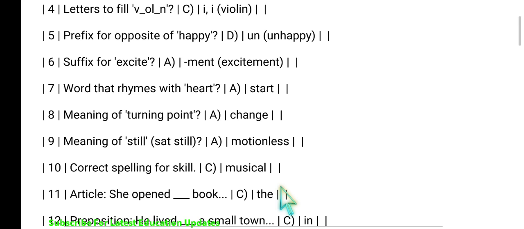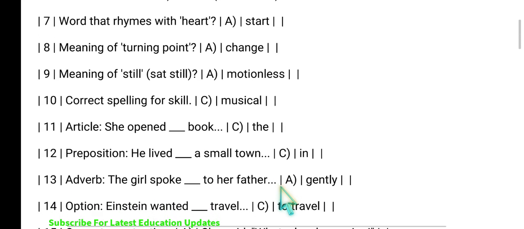Tenth one. Let me go through the given question paper. The villagers praised his skill. Which spelling is correct? Here, musical skill. Next, eleventh one. She opened the book that was lying on the desk. So we are now specifying the book that was lying on the desk. So the answer is the definite article the. Next one. He lived in a small town, very simple. The girl spoke gently. It follows the ly pattern for an adverb. Next. Einstein wanted to travel. The purpose of traveling here is going abroad for studies.